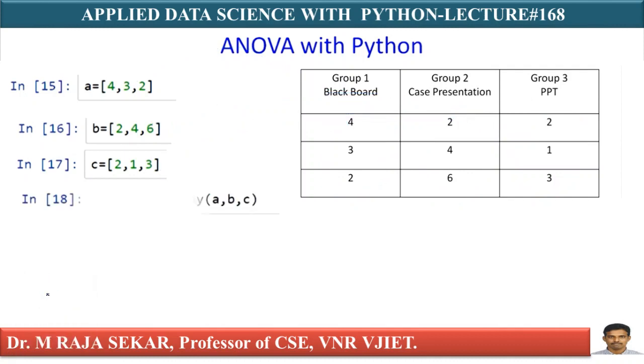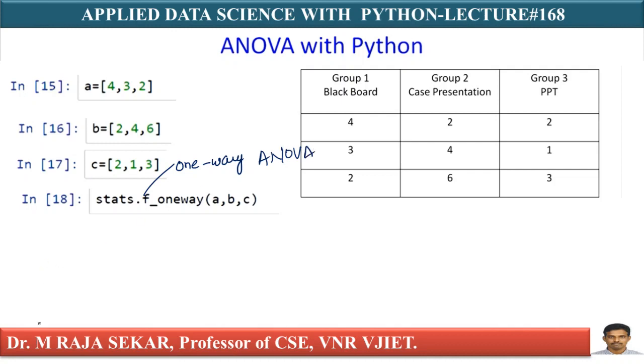Now, what I have to do? Just see stats.f. That's what we were saying. Stats.f underscore one way. What is the use of the stats.f underscore one way? It performs one-way ANOVA. Isn't it?